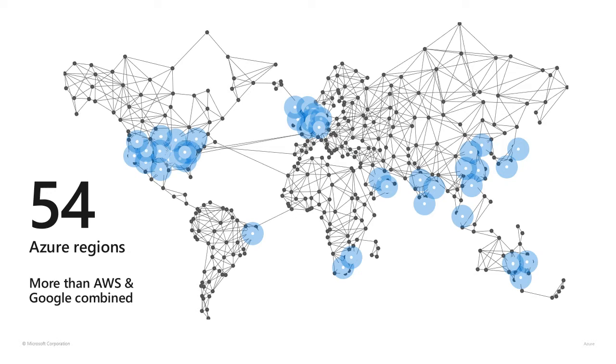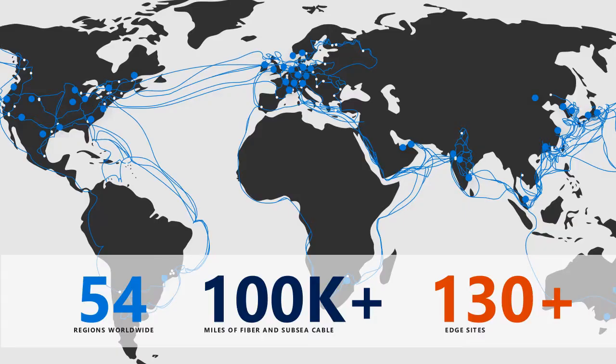So we are currently present across 6 continents all over the world, and the number of regions is actually more than if you combine the regions between AWS and Google. So 54 regions worldwide. These are all interconnected by Microsoft owned and leased cable. That's about 100,000 miles of fiber and subsea cable.